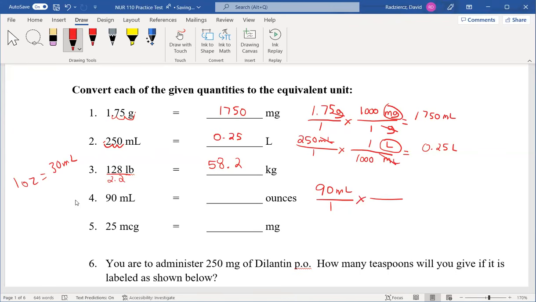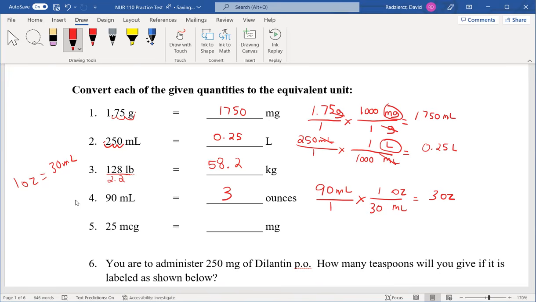I don't want milliliters, but I do want ounces. And I know that 1 ounce is the same thing as 30 milliliters. So 90 divided by 30, and I'm going to get 3 ounces. If for some reason you got 3.25 ounces, you would round that to the nearest tenth because you're going from the metric system to the imperial system, or the household system. Because you're going between different units of measure, you would go ahead and round your answer.